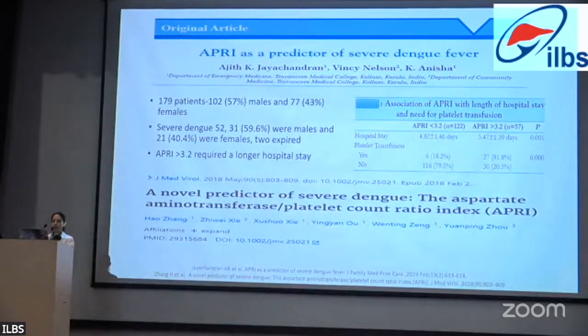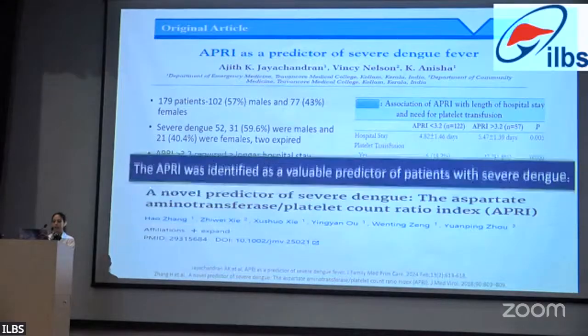Similarly, a study conducted in China by Zhang et al. showed that patients are at high risk of developing severe dengue. So these studies show that EPRI was identified as a valuable predictor of patients with severe dengue. Combining the WBC, platelet count, and EPRI scores allowed a better prediction, but overall EPRI was a predictor of severe dengue in both the studies.